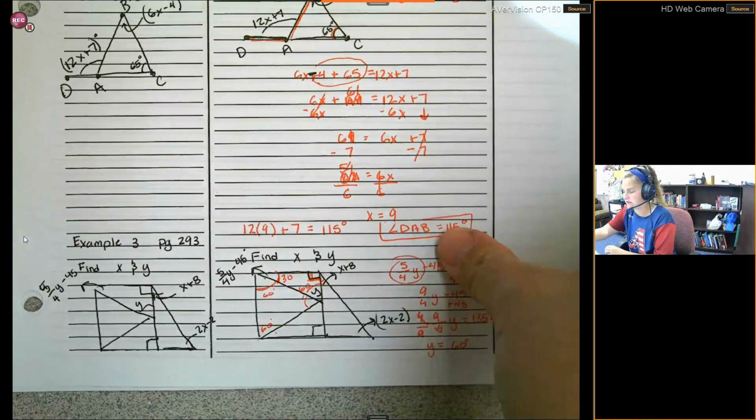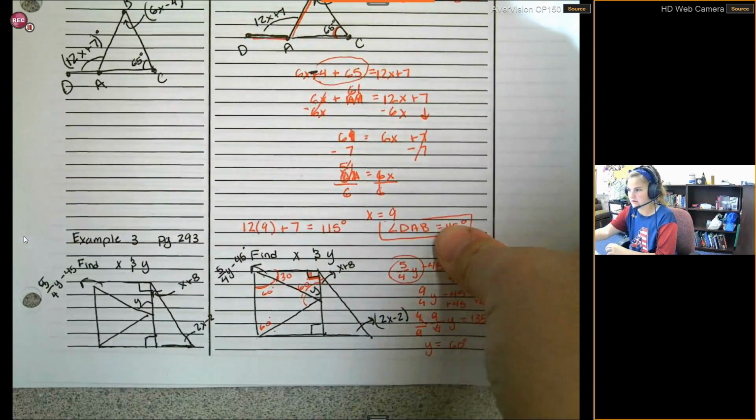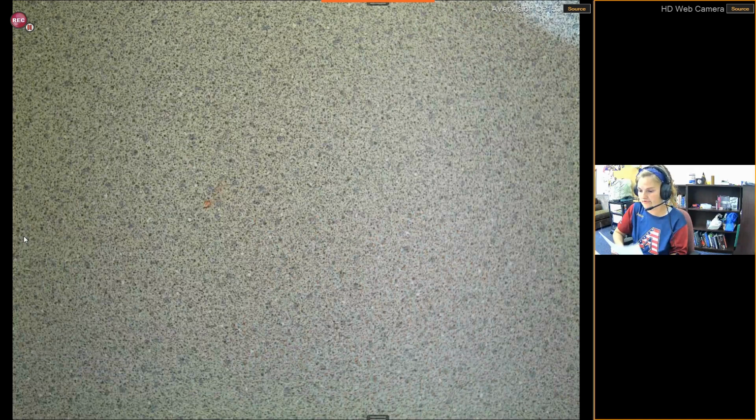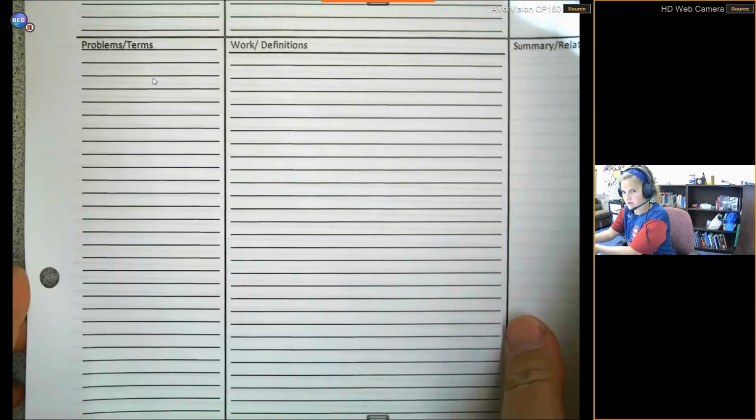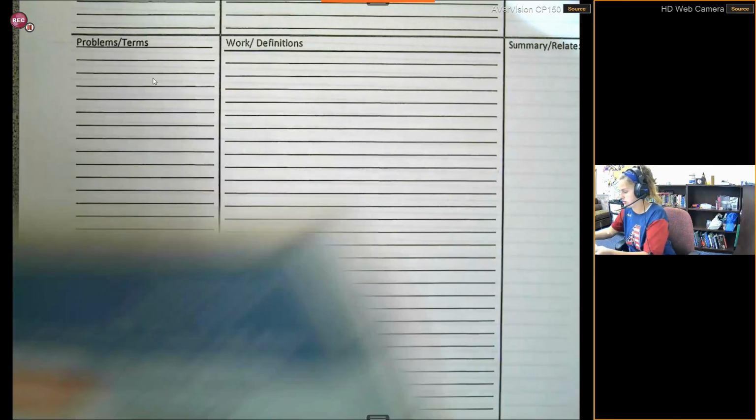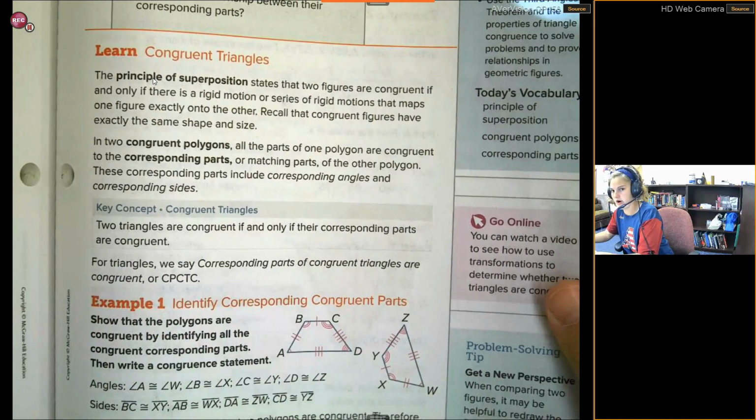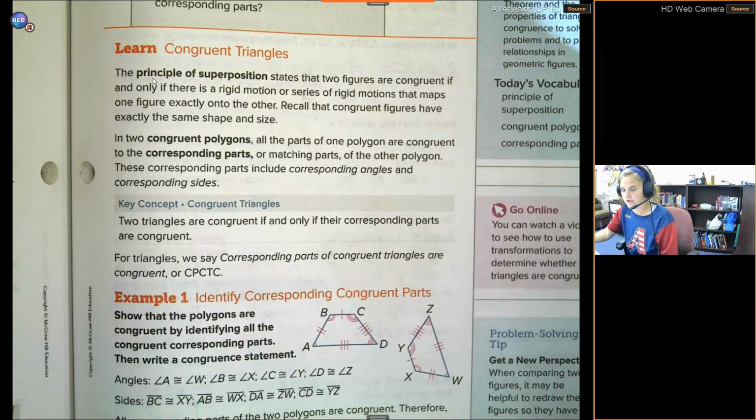Okay, we're going to move on to 5-2, which is on page 297. Another one we're covering today and this week, so... Okay, 5-2, congruent triangles. So we've already talked about congruency and about triangles.